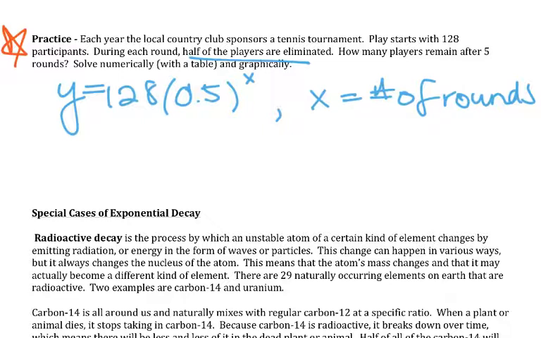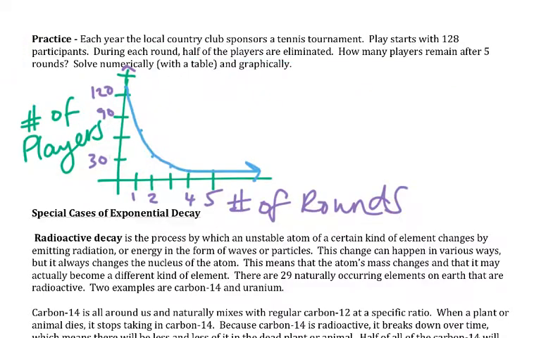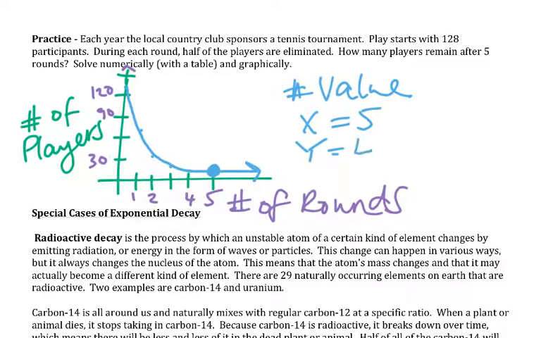So your table should look like this. The question was, how many players remain after 5 rounds? Well, 4 players remain after 5 rounds. And if we were to look at that on a graph, it would look like this. And since you could do this on your calculator, you could find the number of players by going to second trace, doing option number 1, which is the value option, and typing in x equals 5. And it would tell you that y equals 4.